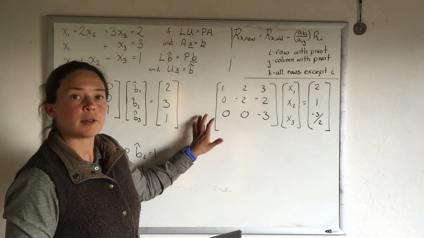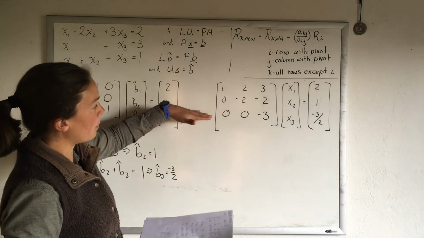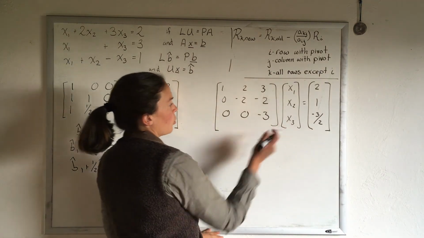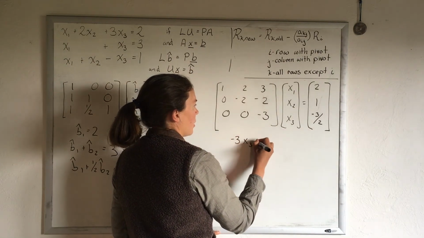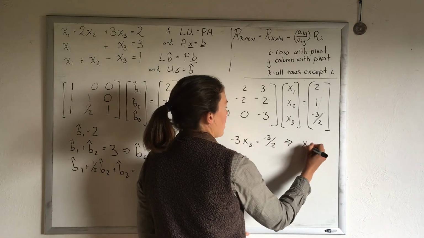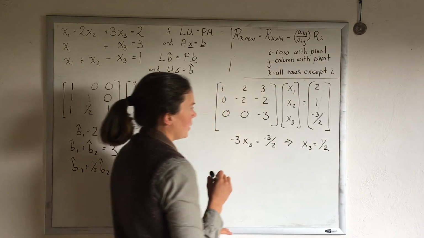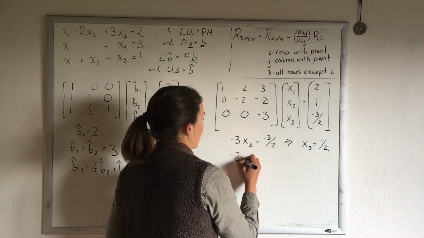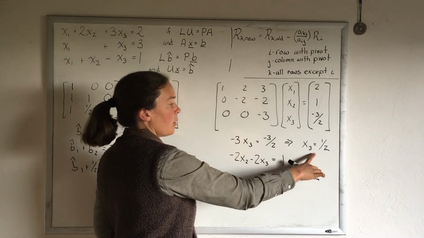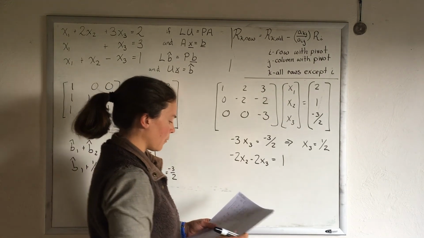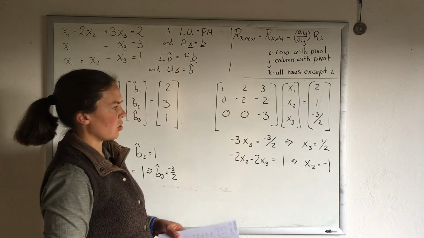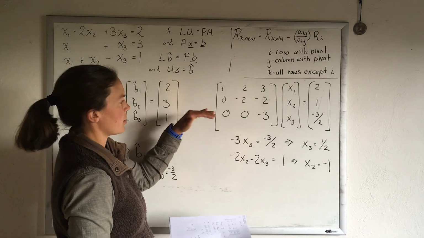And now we can solve this system of equations using what we call backward substitution. So we're going to start from the bottom row and move up, and again we should always only be solving for one variable at a time. So the bottom row here says negative 3 times x3 equals negative 3 halves. And from this, we can divide by negative 3 and see that x3 should equal 1 half. And then the second row here says negative 2x2 minus 2x3 is equal to 1. Plugging in 1 half for x3 and then solving for x2, we should get that x2 is equal to negative 1. So again, it looks like a system of 3 equations and 3 unknowns, but we can very easily solve them one at a time.